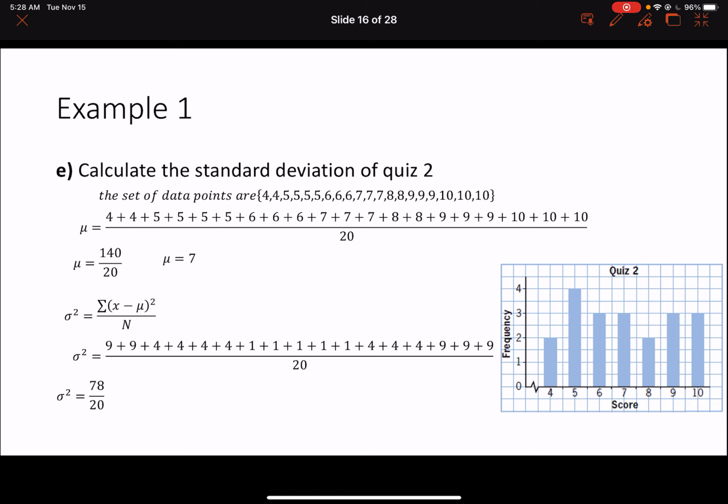Essentially, we end up getting 78 over 20, which is 3.9. To get the standard deviation, we take the square root. And our standard deviation is 1.975. And that's how you do it. So that's the mean. Most of the data is within 1 standard deviation. Much of the data. And that's it.